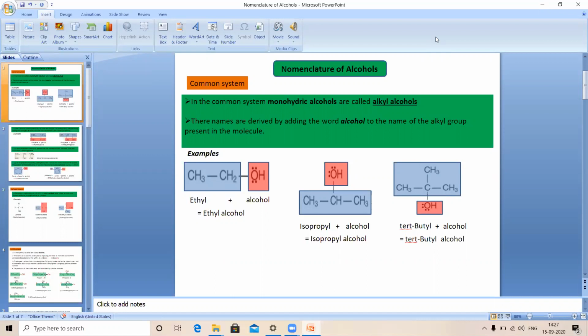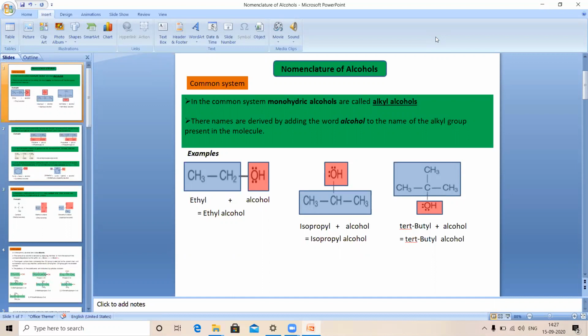In the common system, monohydric alcohols are called alkyl alcohols. Their names are derived by adding the word alcohol to the name of the alkyl group present in the molecule. If we see on the PPT, for example, CH3CH2OH, in that the blue colored part is the ethyl group and the red colored part is the alcoholic or hydroxyl group. So the name of this compound is ethyl alcohol.